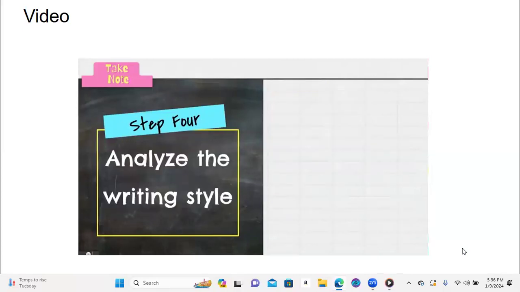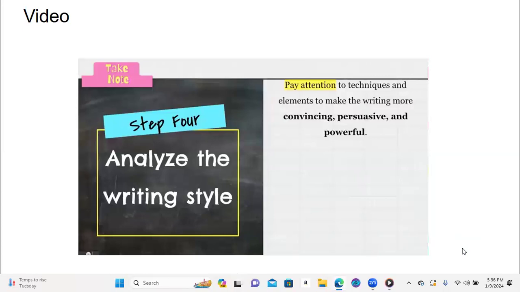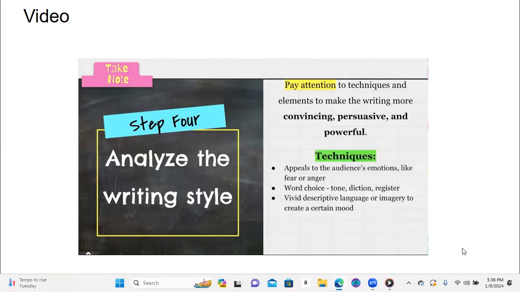Step 4, analyze the writing style. So pay attention to the techniques and elements that make the writing more convincing, persuasive, powerful. Now, not all arguments and claims articles have to be persuasive. Some are just factual. They're just giving you a side. Techniques that authors will use, they'll appeal to your emotions. They'll use strong word choices, vivid language and imagery to create a mood. And then ask yourself, was the author persuasive or was it just more of a factual article?